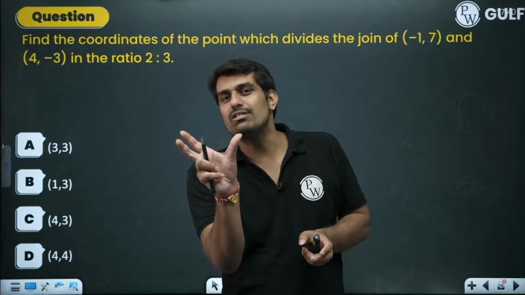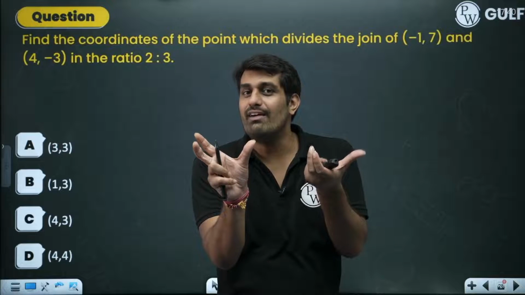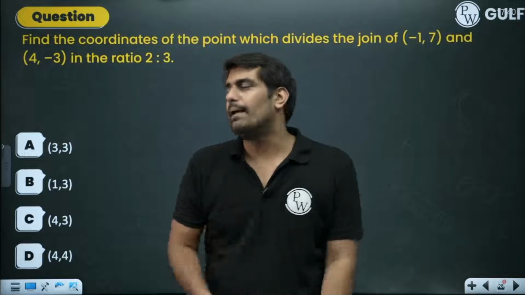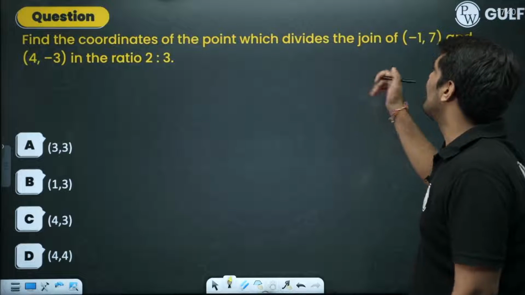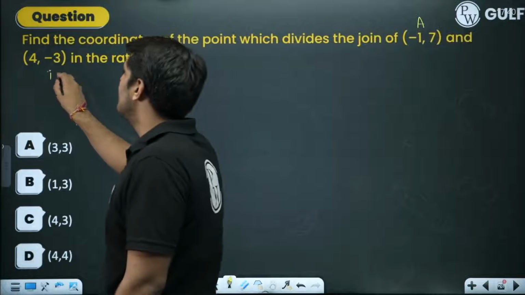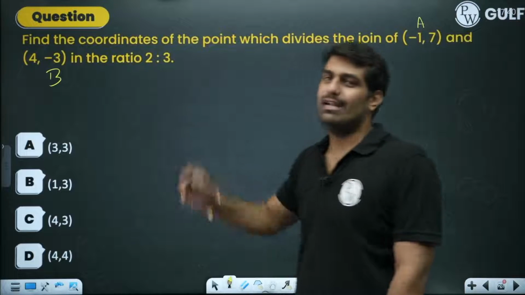How much distance over here and how much distance over here, and when we take the comparison, that means when we divide, what ratio will be coming up? The same thing. So over here, let's say this is point A and this is point B. For A and B, we are having the ratio m ratio n as 2:3.